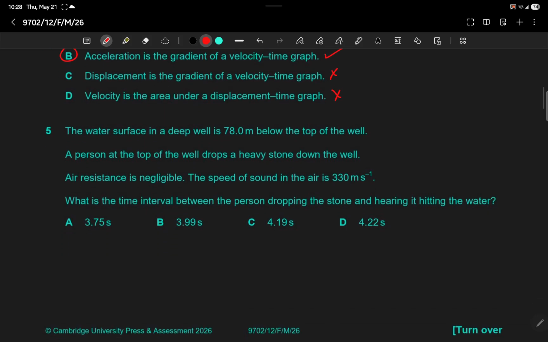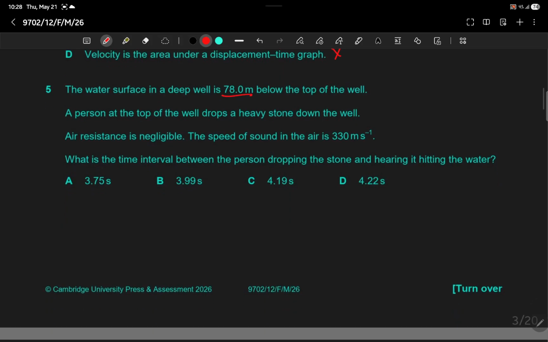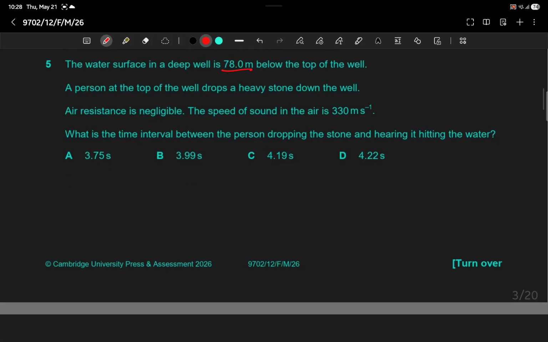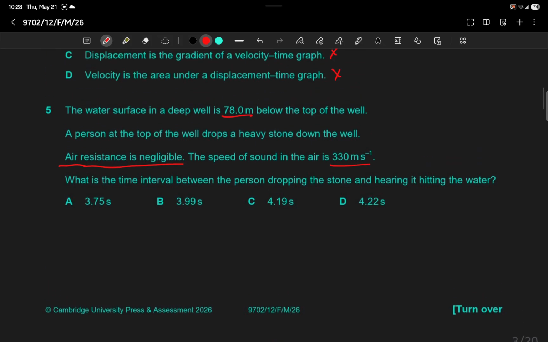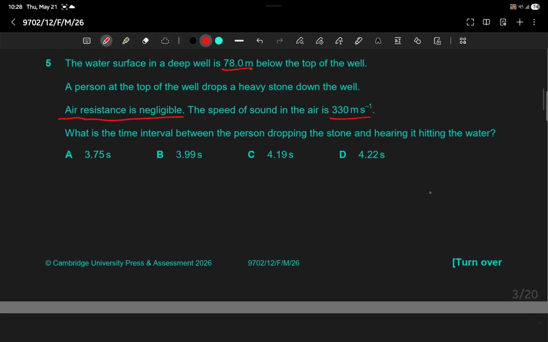Now, the water surface in a deep well is 78 meters below the top of the well. A person at the top of the well drops a heavy stone down the well. Air resistance is negligible. The speed of the sound is 313. What is the time interval between the person dropping the stone and hearing it hitting the water? Okay. So this is the well. He drops it. Well is 78 meters. That's the distance. The speed of the sound is given.